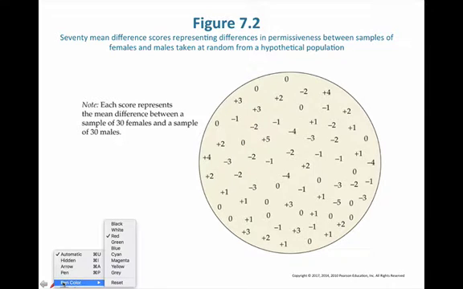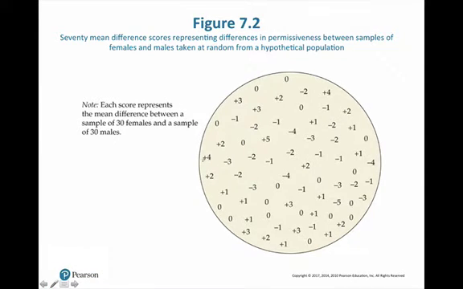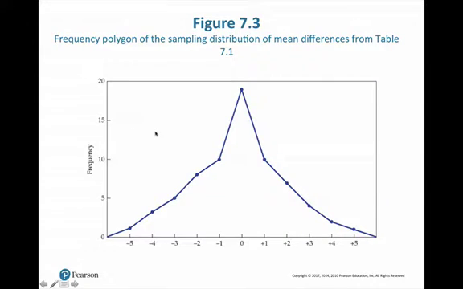And now my observed sample could be, for example, -2. The idea is that each score represents a mean difference between a sample of 30 females and a sample of 30 males. So that's my sampling distribution of the difference between the two means. If I look at this in terms of a frequency polygon, I can see that on average, assuming that the null hypothesis is true and that there are no mean differences between men and women in their permissiveness rating, then the mean of that distribution is going to be 0.